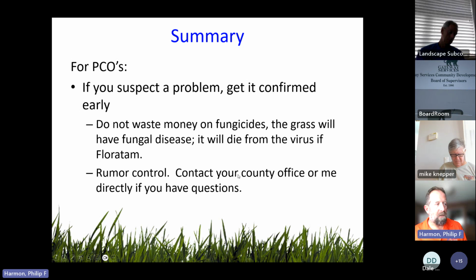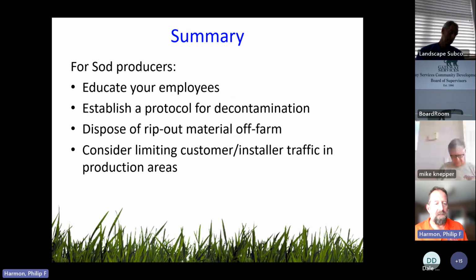And then rumor control, there are a lot of folks that have information out there. We at IFAS are the expert contacts for you. We can vet those rumors or different statements and let you know what the data say and what the current science is on this particular issue.